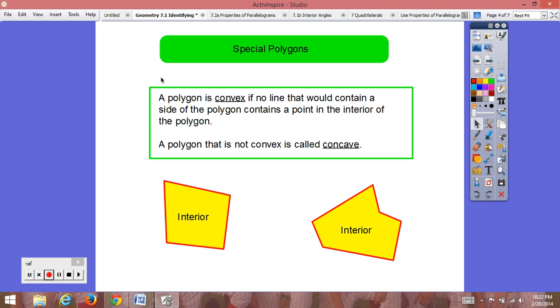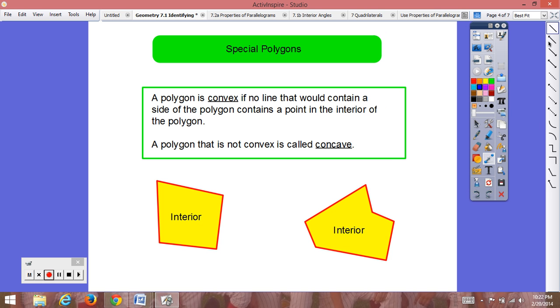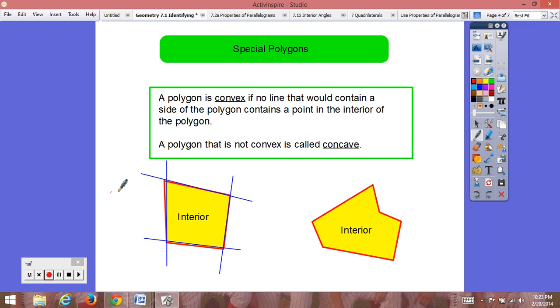So now there are some special polygons that we need to learn about. A polygon is convex if no line that would contain a side of the polygon contains a point in the interior of that polygon. So what that's saying is if we would take all our side lengths and extend them out in both directions, we need to see if any of these lines would end up in the interior of our polygon. So this one on the left, we can see that none of these lines are going to be contained in the interior of the polygon. So the figure on the left is a convex polygon.